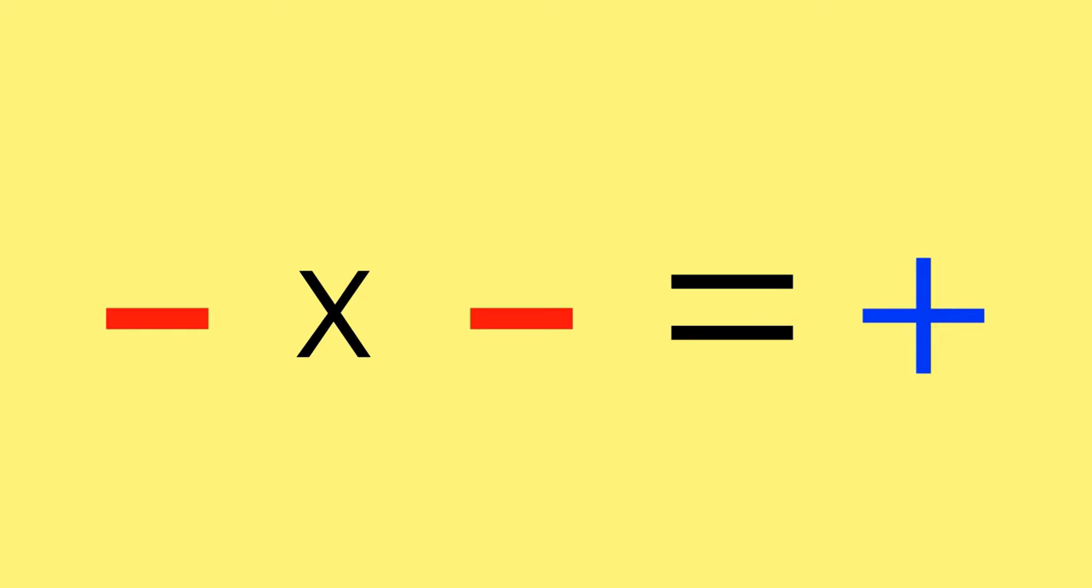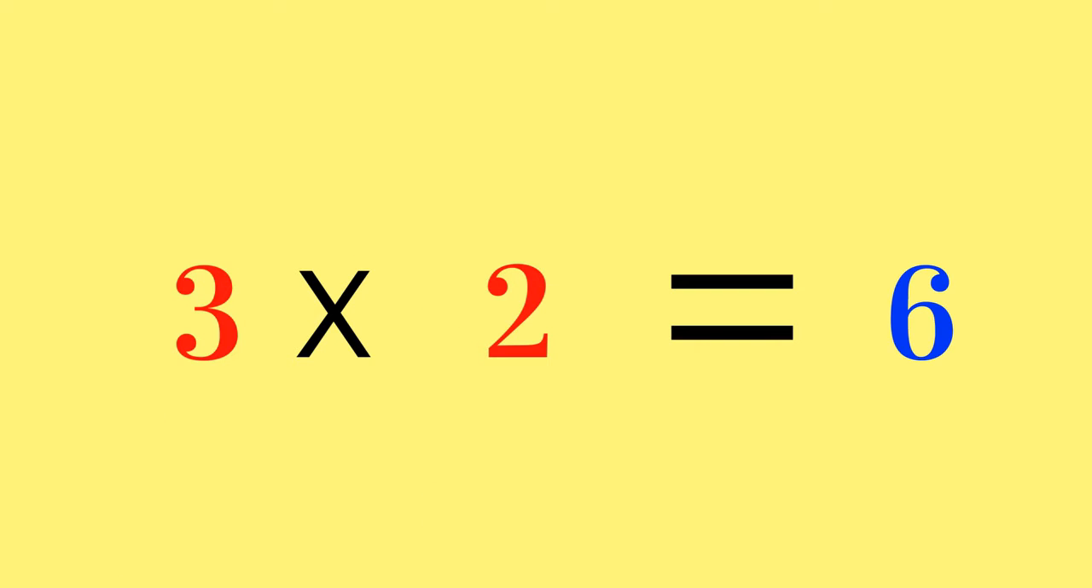But if both numbers were negative, the answer would still be positive. This is because if you multiply two negative numbers together, the negative signs cancel each other out to make a positive answer. So negative 3 multiplied by negative 2 is positive 6.